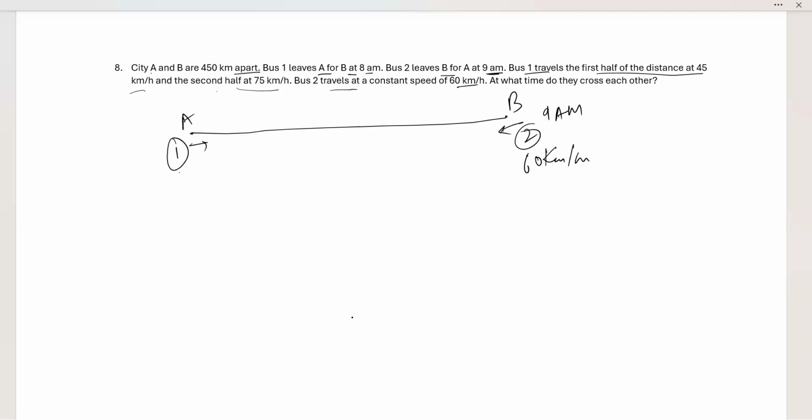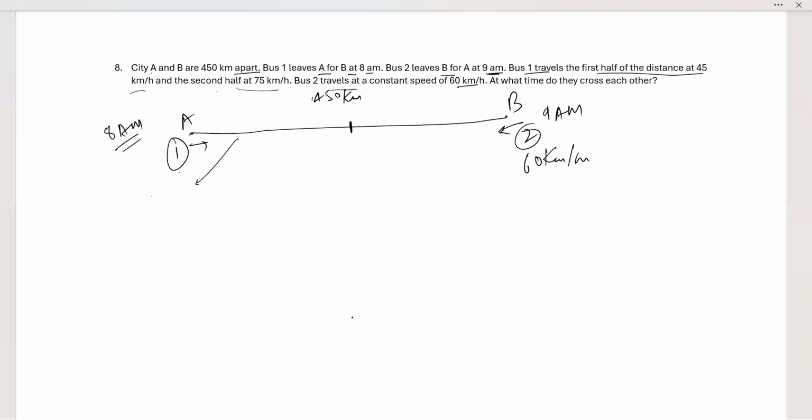a.m., whereas bus A starts at 8 a.m. Okay, and it travels the first half of the distance. उनके बीच का distance है 450 kilometers. So this is the midpoint. So this is the first half.